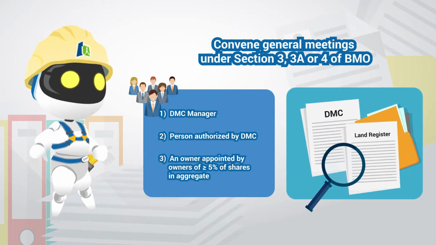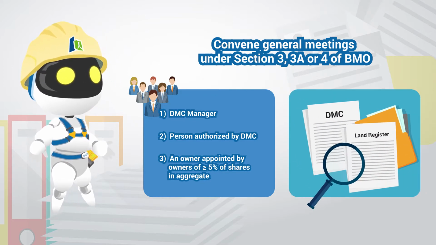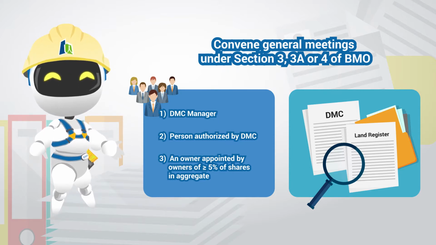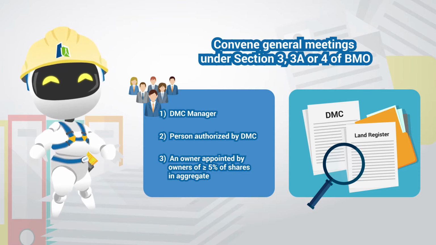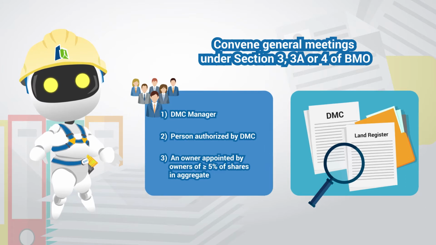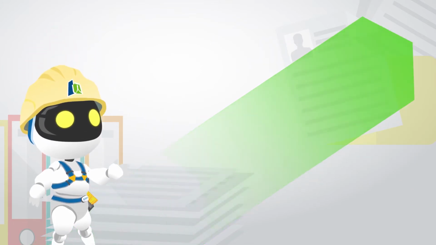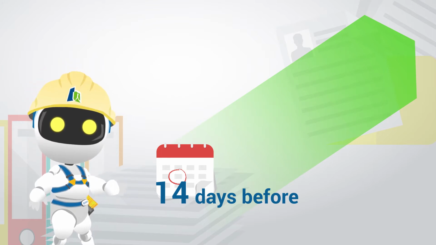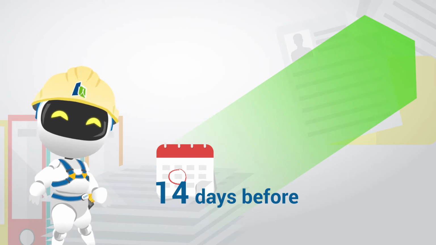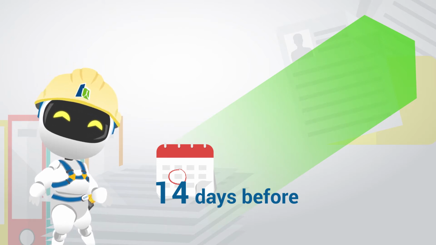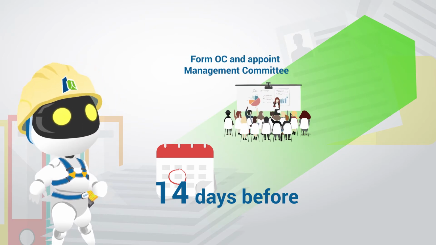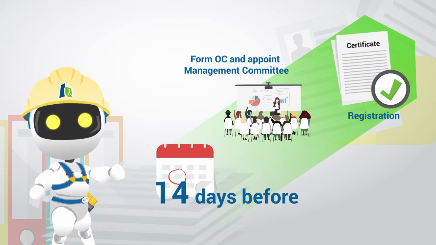The convener should record the number of shares and voting rights of each flat by making reference to the clauses in the DMC of the building and check the land register to ascertain the name of the owners as well. The convener has to make sure that the notice of meeting is delivered to all the owners at least 14 days before the date of the meeting. The date, time, venue, and agenda of the meeting should be clearly stated on the notice. Remember to make an application to the land registrar for the registration of the owners as a corporation.